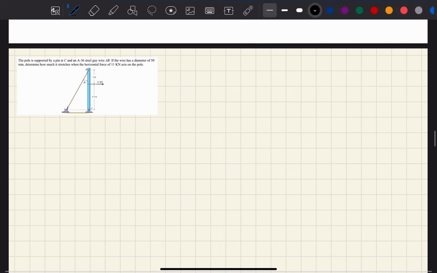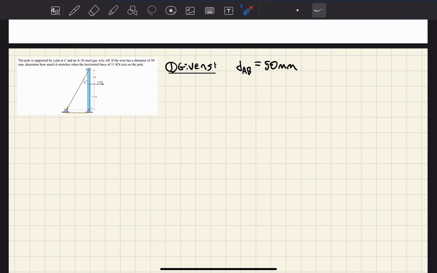Okay, so right off the bat, we're given a bunch of information that we can write down, namely that the diameter of this wire that we're trying to find the change in length of is 50 millimeters. This force that acts on the pole that's attached to the wire has a magnitude of 11 kilonewtons, and we're also given the material of this wire.